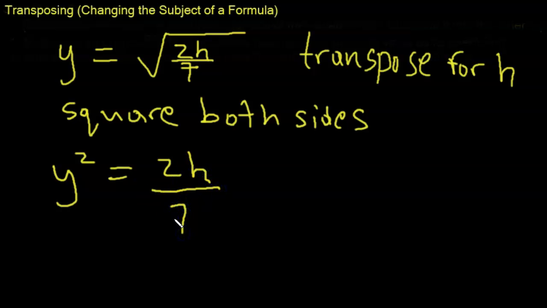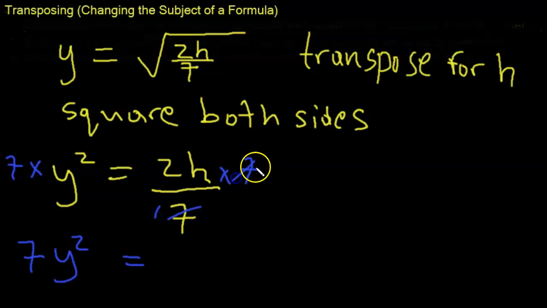over 7. And remember now we are trying to get the h by itself. So we need to get rid of this denominator. So we times both sides by 7. So 7 times y squared, that's 7y squared. And then 7 into 7, 7 into itself is 1, right? So we are left with 2h.